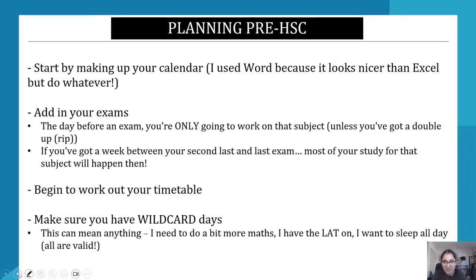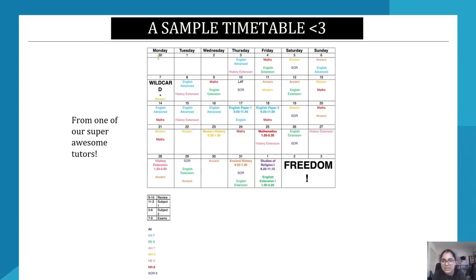What else do I have? Start by making a calendar, put in the dates. And this is from one of our awesome tutors, Bella. It was her timetable, as you can see, it's so perfect. So put in the dates, and then you'll see that there's freedom coming at you soon.